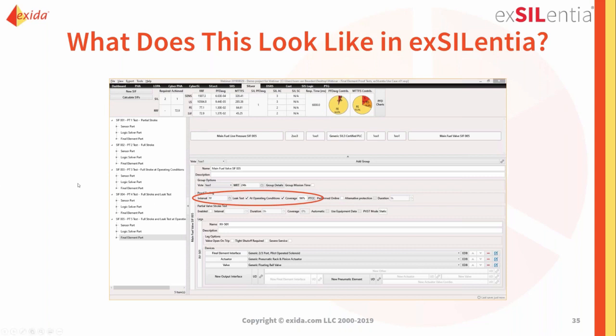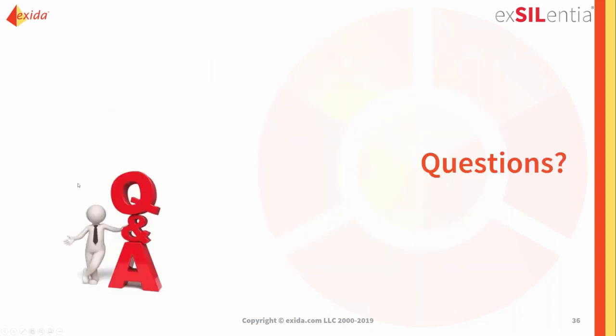All right. So with that, we've reached the end of the webinar, and it's time for questions. And I have a couple of questions here, so I'll go through them. So one question is: is it essential to carry out partial stroke test of a shutdown valve in SIL 2 loops?